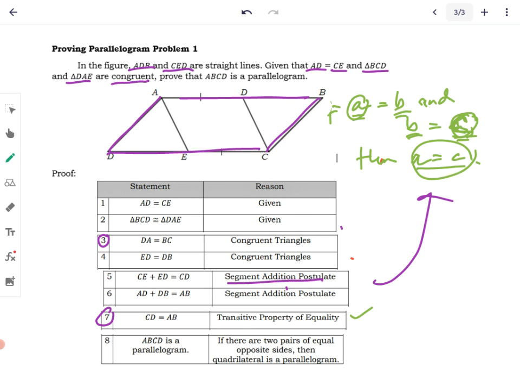ABCD is a parallelogram. Why? There are already two pairs of equal opposite sides. That's number 3 and number 7. So, as you see, we started from our given. We show that there are two pairs of equal sides using the help of these other statements. Then we conclude number 8. So that is simply how we prove a quadrilateral is a parallelogram. Let's proceed with our next example.